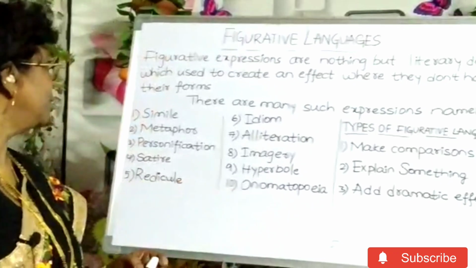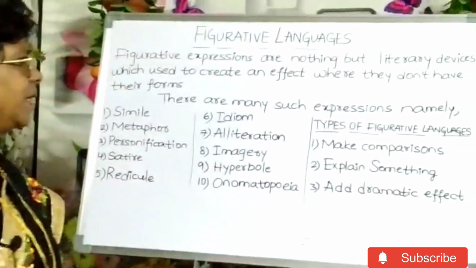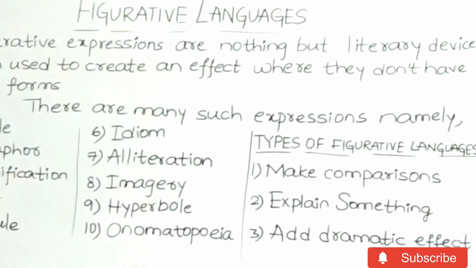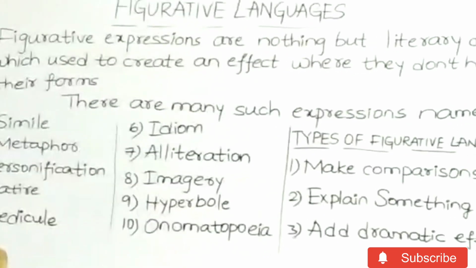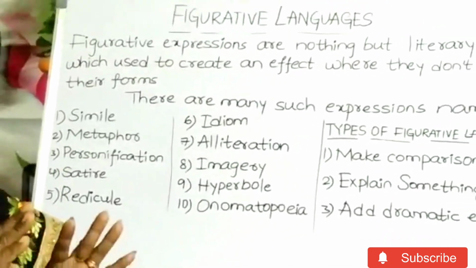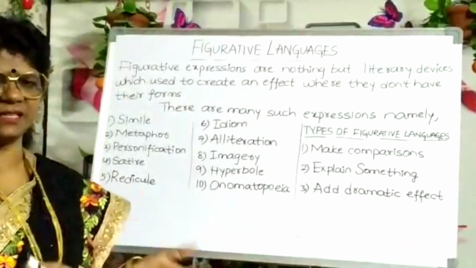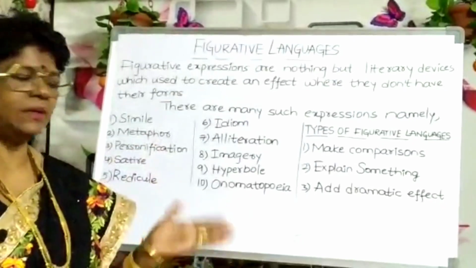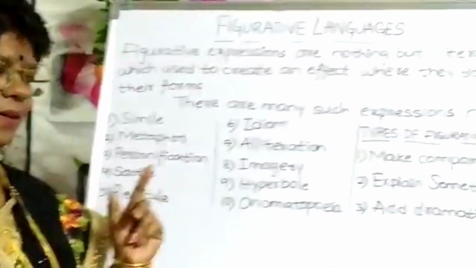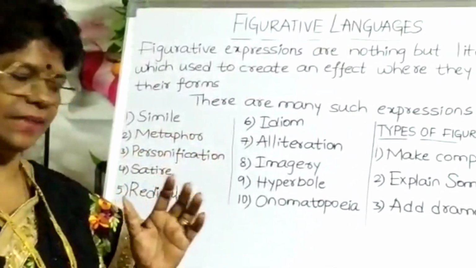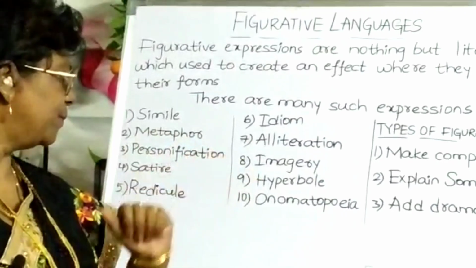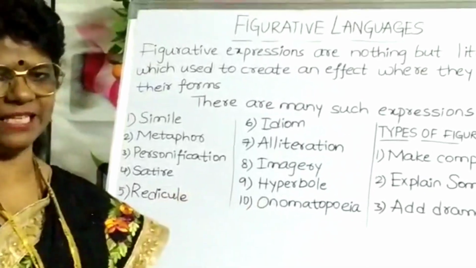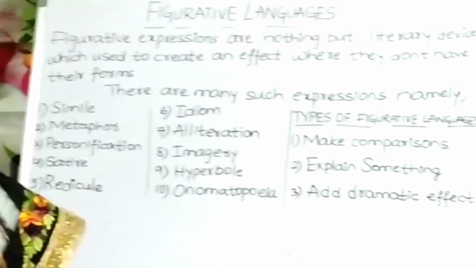Here, figurative expressions are nothing but literary devices which are used to create an effect where words don't have their literal forms. So that is accurately what figurative language is. It's nothing but literary devices: simile, metaphor, personification, satire, ridicule, idioms, alliteration, imagery, hyperbole, onomatopoeia. These all come under such expressions. Okay, are you all following me?